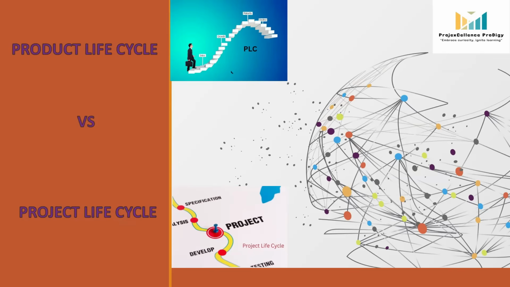The product life cycle, PLC, can be understood by comparing it to human life stages from birth to old age, as infancy, birth to 2 years, childhood 2 to 12 years, adolescence 12 to 18 years, adulthood, the early adulthood, mid adulthood, and late adulthood, and old age 80 plus years.